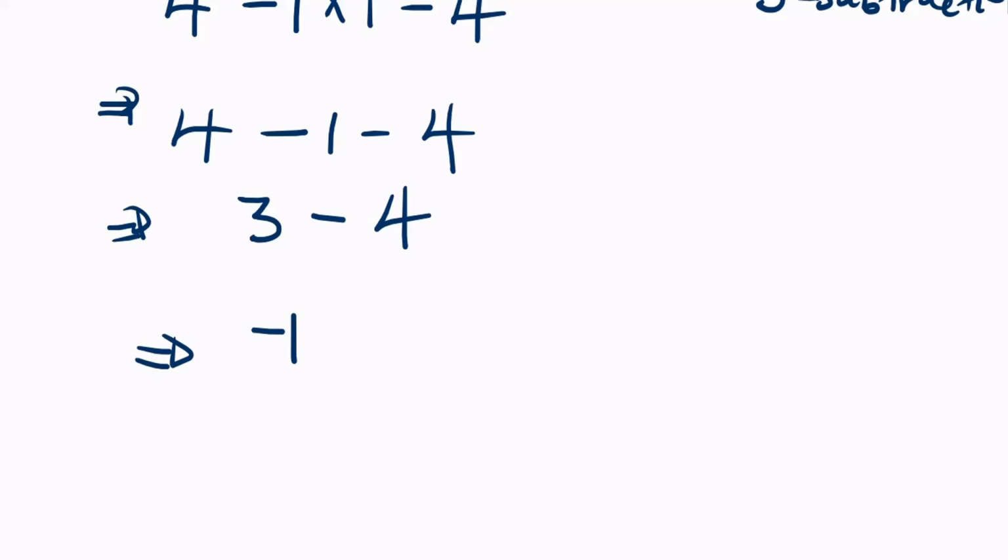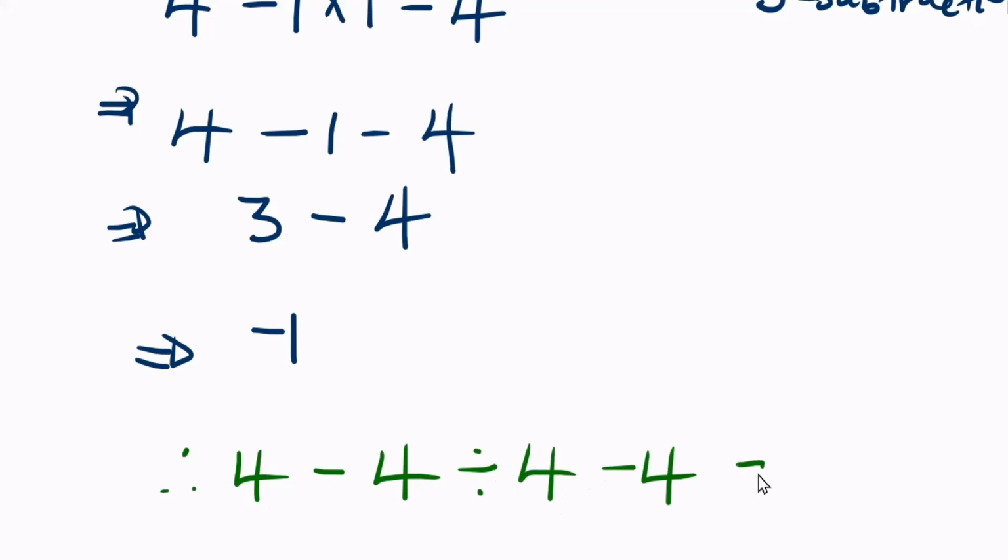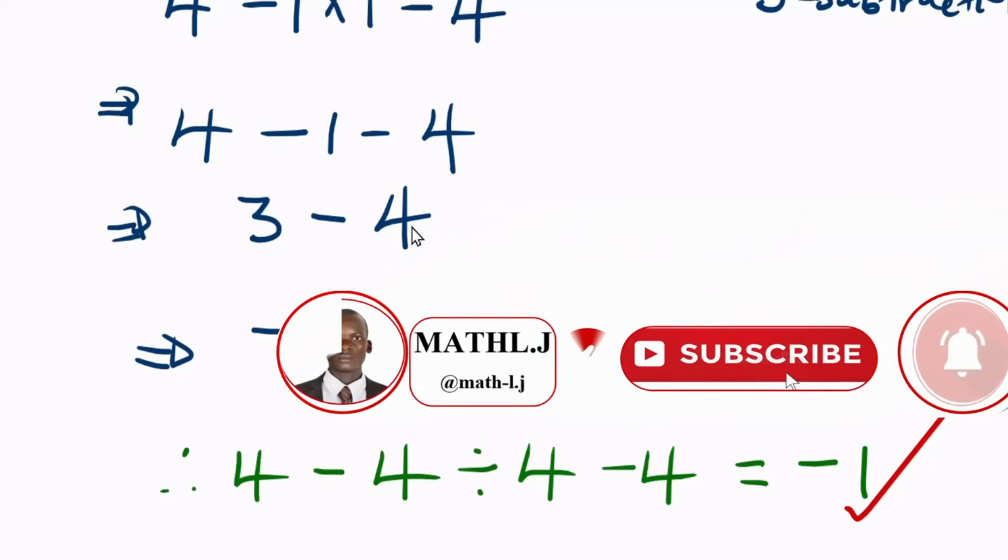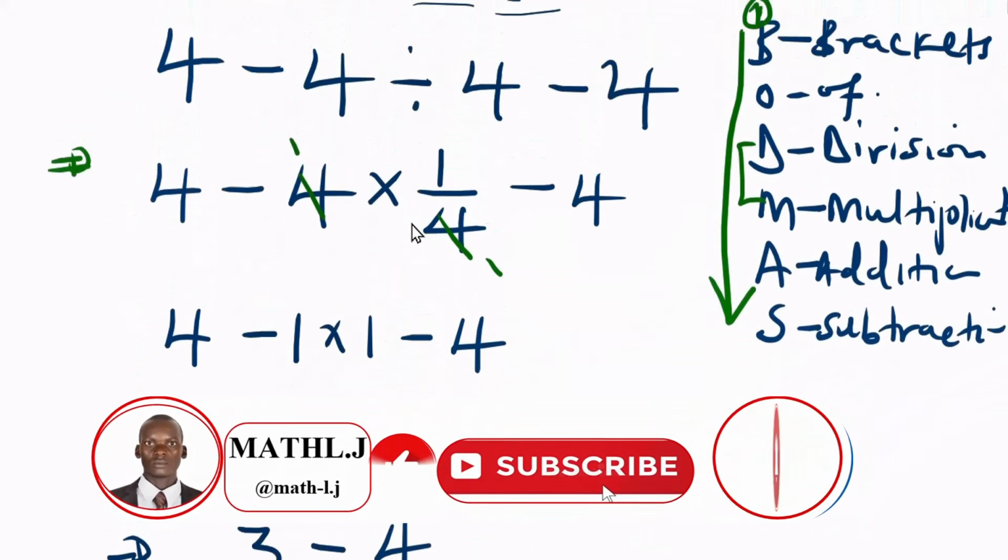We can go ahead and conclude that therefore the correct answer to our expression, which is 4 minus 4 divided by 4 minus 4, equals negative 1. So this is the correct response to that algebraic expression, but not like the one we did earlier on.